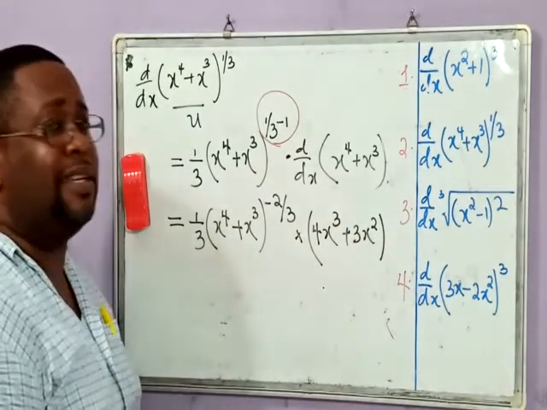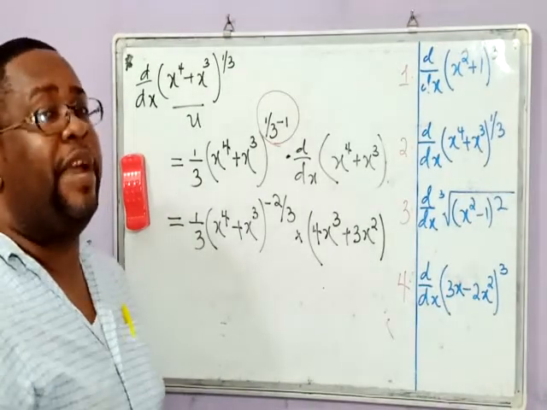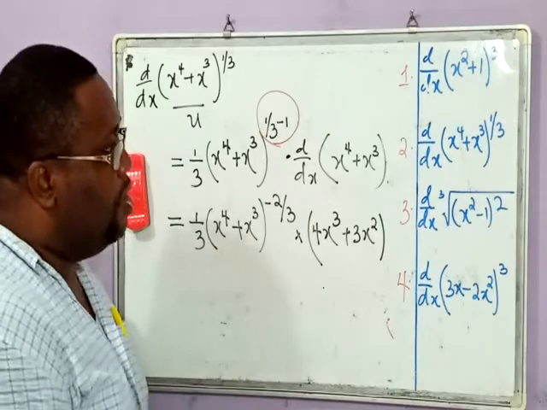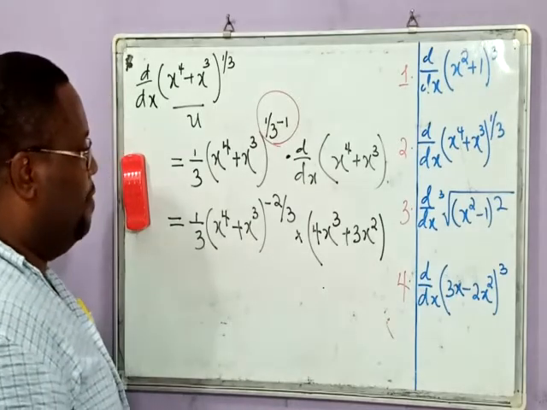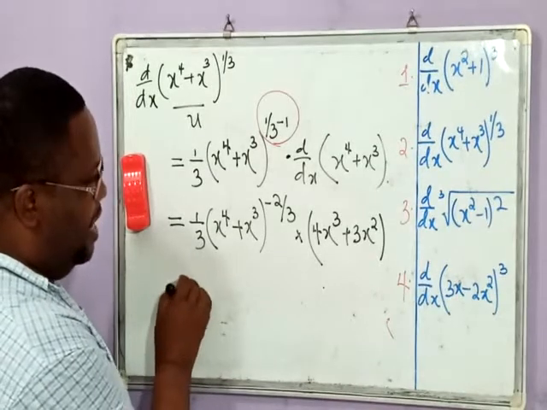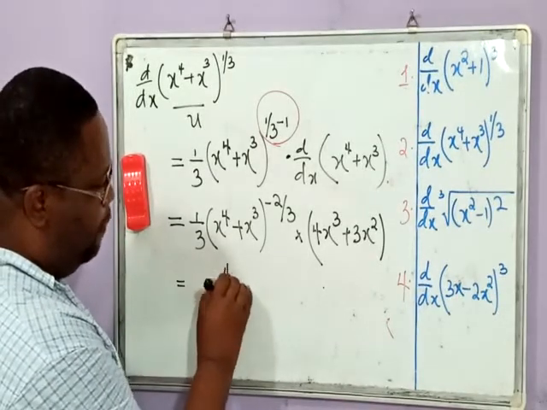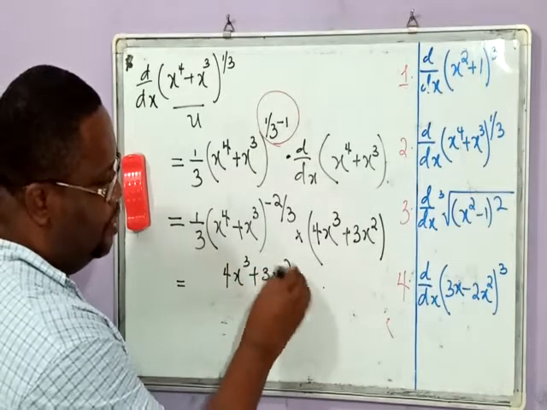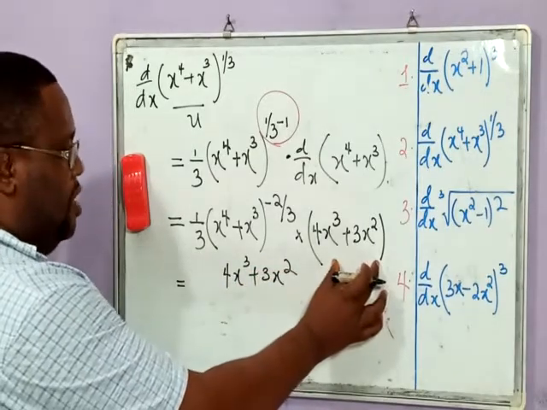All we might have to do is just arrange. Now when we arrange, what happens? This is minus 2 over 3. It can come down. So we simply have this being equal to 4x cubed plus 3x squared, which is this factor here.